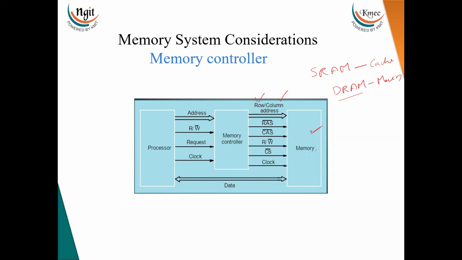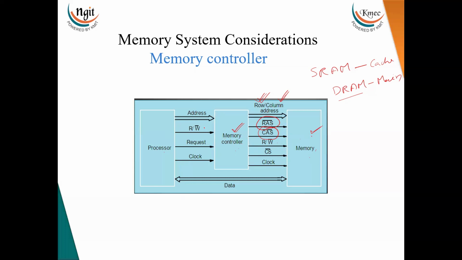Now, to divide the address into rows and columns, we need one circuit. That circuit is called the memory controller, which is placed between the processor and memory. After receiving the address from the processor, it will divide this address into row address and column address. To select the row, the memory control unit will generate the RAS bar signal. After selecting the row, the memory controller will give the CAS bar signal and read/write signals to read and write the data.